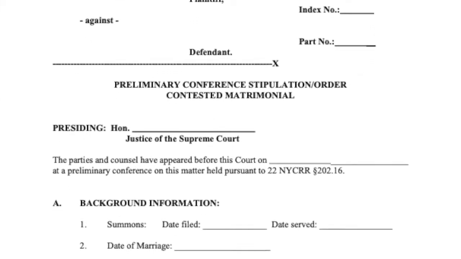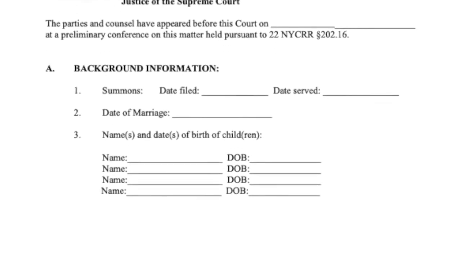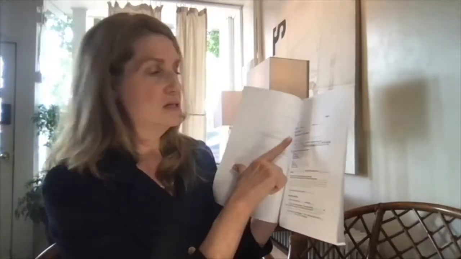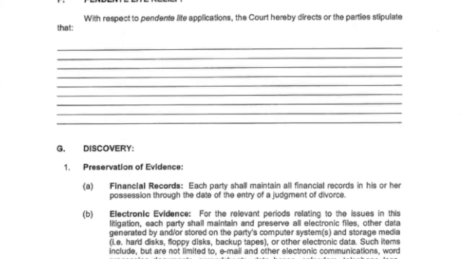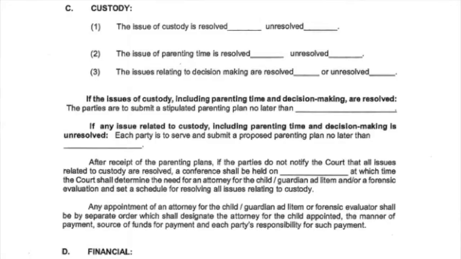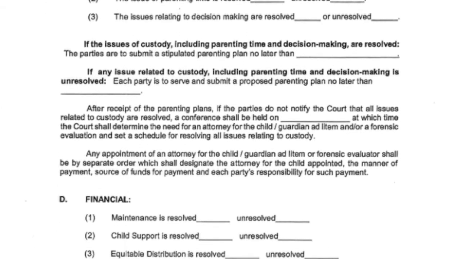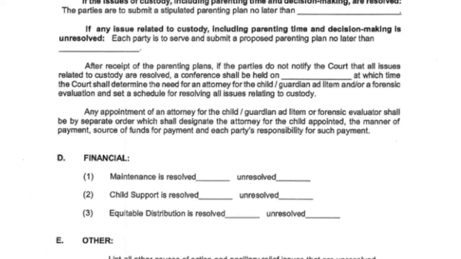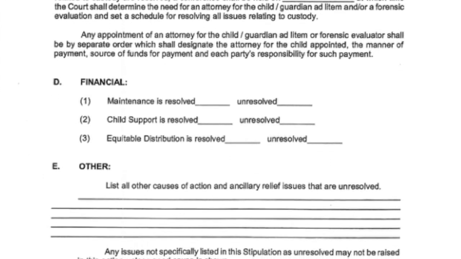Obviously a lot of biographical information for the attorneys. Who's your attorneys? Name and dates of birth of the children. Whether there's any orders of protection or any kind of police history. The court doesn't know this until you present it to them during the initial court appearance. The grounds for the divorce, whether that's resolved or unresolved. Custody, is that resolved or unresolved? Parenting time, resolved or unresolved? Financial, is maintenance or child support or equitable distribution resolved or unresolved? The court's not going to know these things until you tell them.